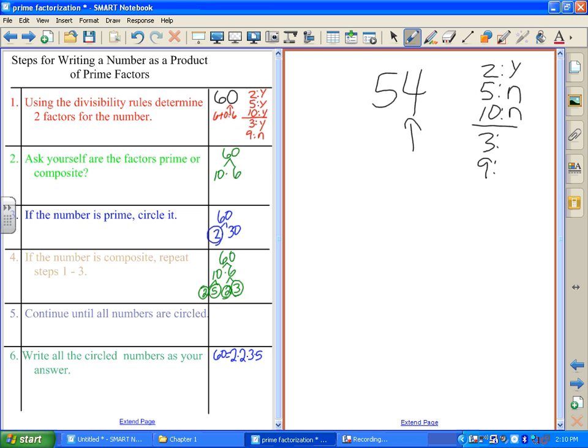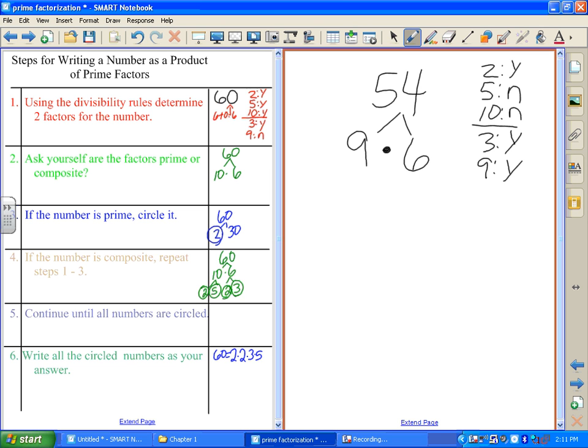Now, if I take 5 plus 4, that's going to equal 9. So it's a yes and a yes. So I now have a starting point. Now, if I take this and I say I'm going to use 9, 9 times something is equal to 54. If you know your 9s, then you know it's 9 times 6. So now I'm going to ask myself, is 9 prime or composite?